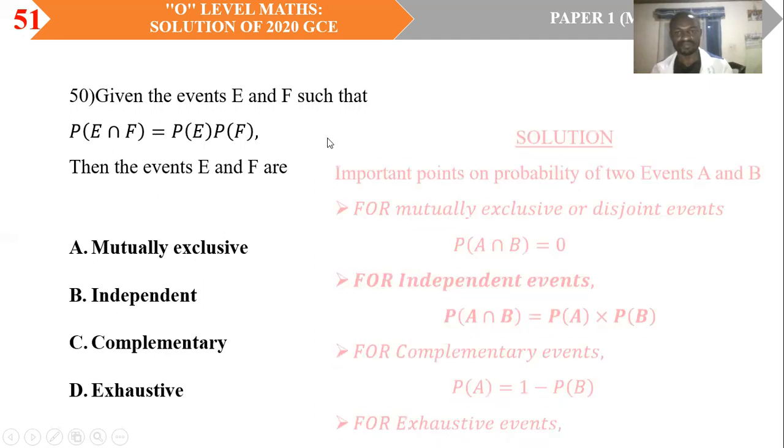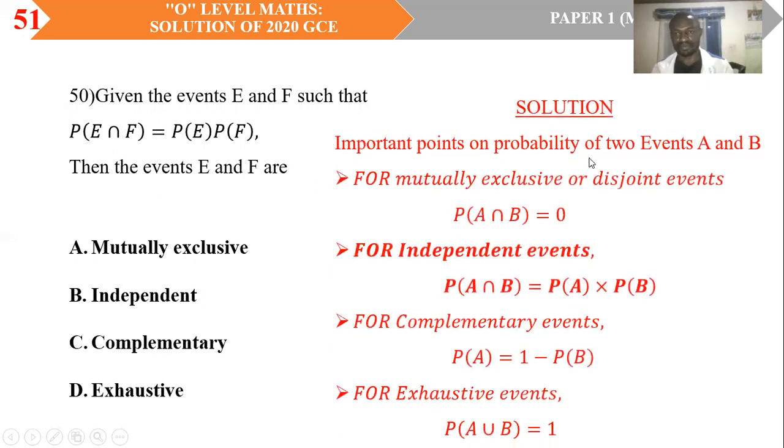Given the events E and F such that the probability of E intersection F is equal to the probability of E times the probability of F, the events E and F are. Important points on the probability of 2 events A and B: for mutually exclusive or disjoint events, the probability of A intersection B is 0. For independent events, the probability of A intersection B is equal to the probability of A times the probability of B. For complementary events, the probability of A is equal to 1 minus the probability of B. For exhaustive events, the probability of A union B is equal to 1.